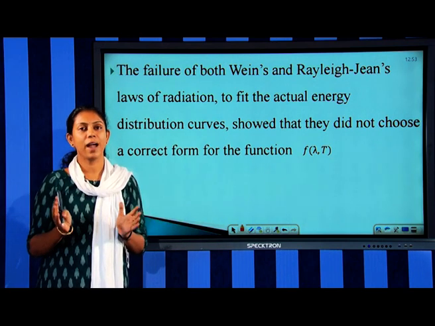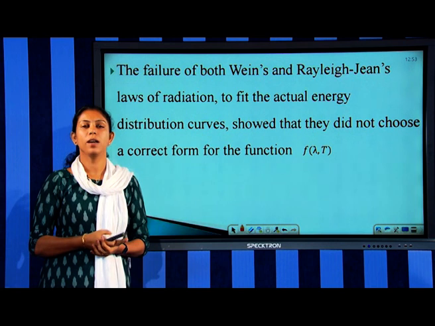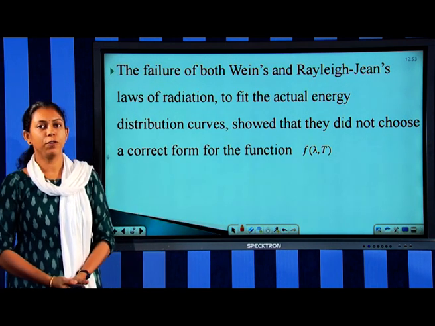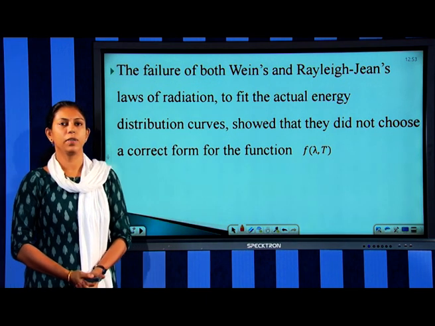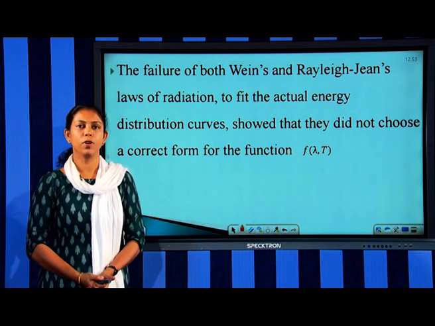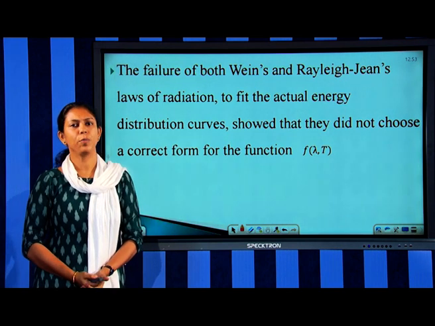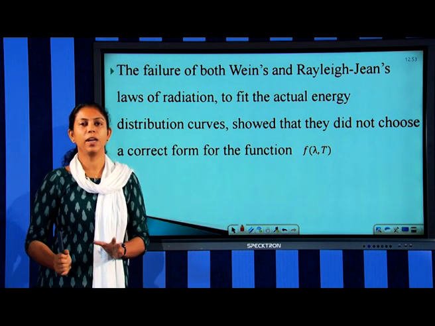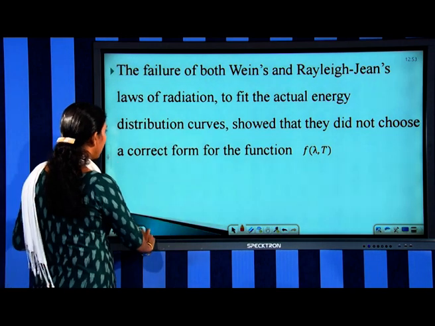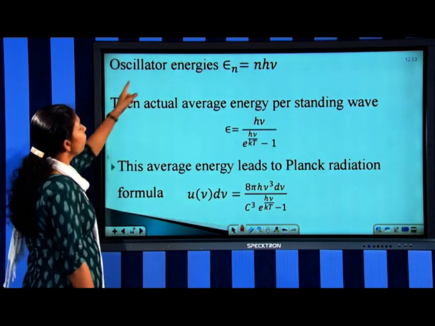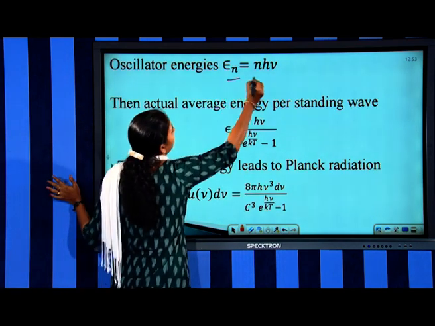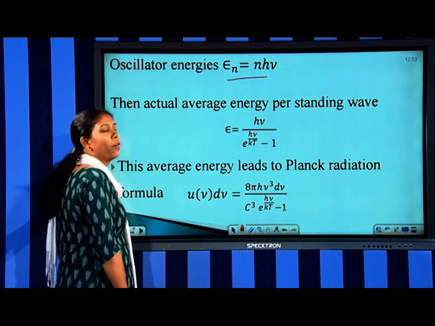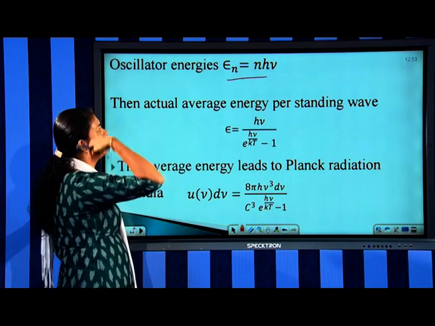Here comes Planck's radiation law. In 1900, Planck obtained an empirical formula which agreed very well with the experimental curve. The oscillators in the cavity walls could not have a continuous distribution of possible energies, but must have only specific energies. So, the oscillator energy is given as En is equal to n h nu. Here n stands for 1, 2, 3, 4, etc. So, specific energies are required.